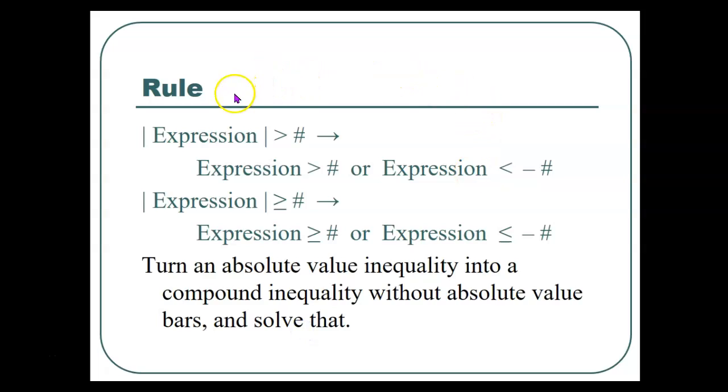So the rule here is for the absolute value of some expression to be greater than some number, that breaks up into two separate pieces. The first piece looks exactly like this without the absolute value bars. The expression is greater than the number. The other piece has the expression less than the negative of that number. Notice these are pointing different directions. The expression is greater than the positive number, or it's less than the negative number.